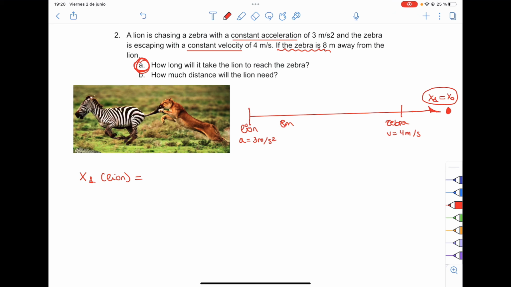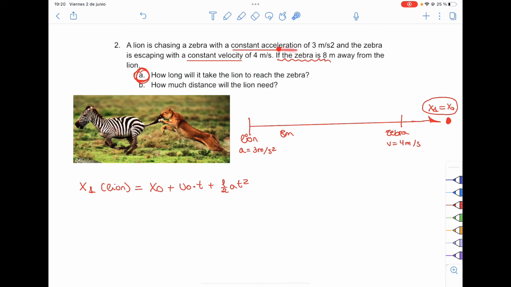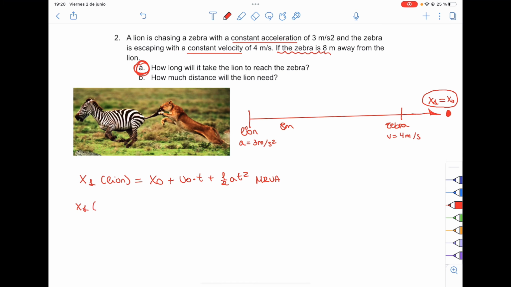We have to discover now how much is the initial position, because I'm going to use this formula: initial position plus initial velocity times time plus a half, acceleration, and then t squared. How do I know that I can use this formula? Because if we know that the lion has a constant acceleration, I can use the formulas of MRUA. Okay, so now x1 for the lion, the initial position is going to be 0, the initial velocity is going to be 0, and then there's the time. 1/2, the acceleration in this case is 3, and we don't know the time.